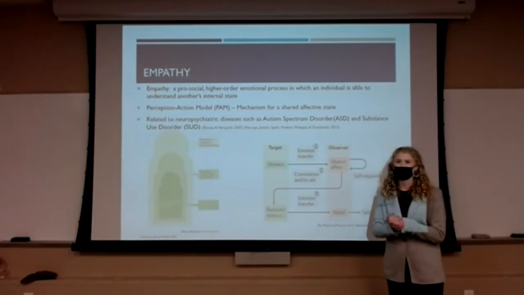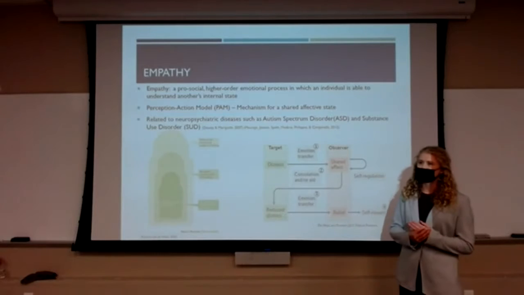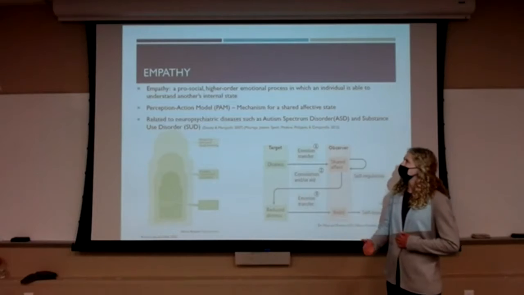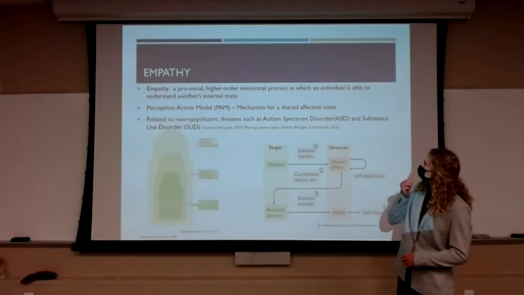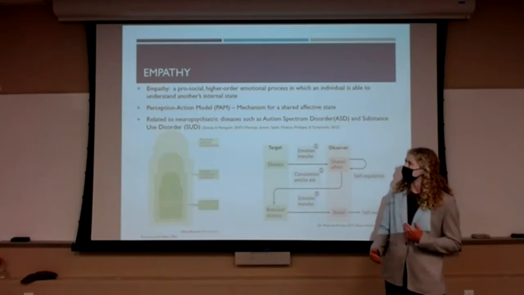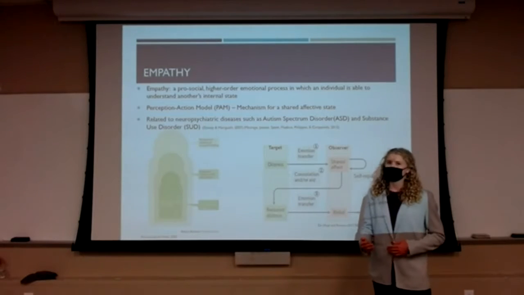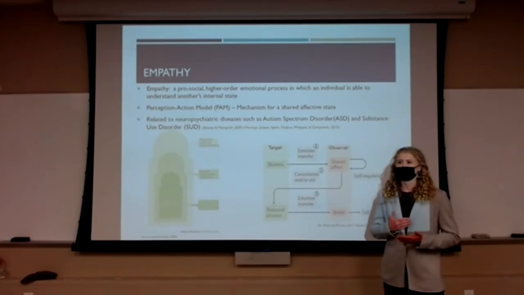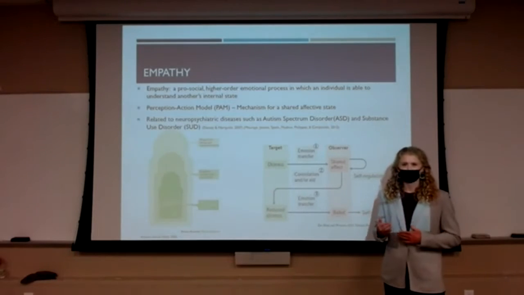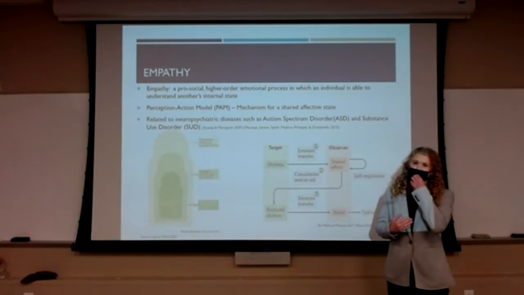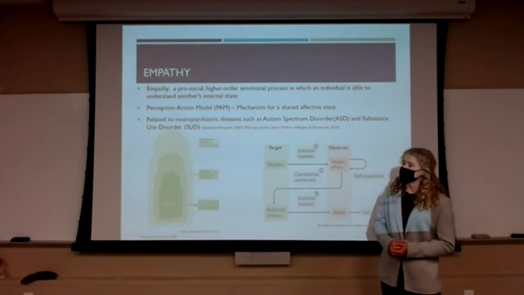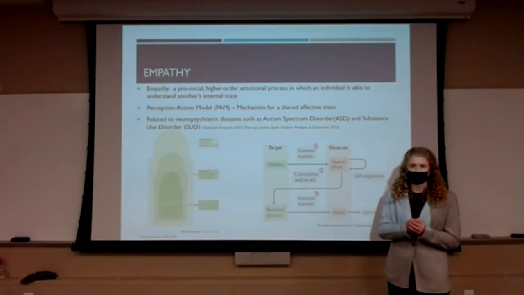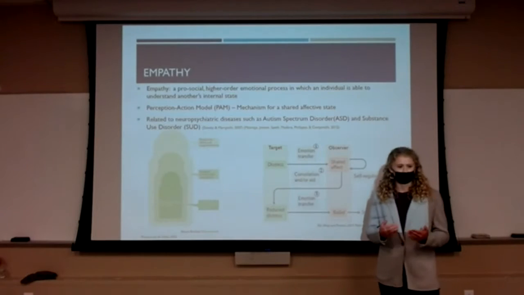All right. So what is empathy? This was a guiding question when we first went into our research. We've defined empathy as a pro-social higher order emotional process in which an individual is able to understand another's internal state. But you're probably thinking empathy is a little bit difficult or maybe abstract. How do you study that in a more scientific way? The way that my lab and I went about this is through something called the perception action model. The perception action model is about the most evolutionary, basic, conserved way to think about empathy.